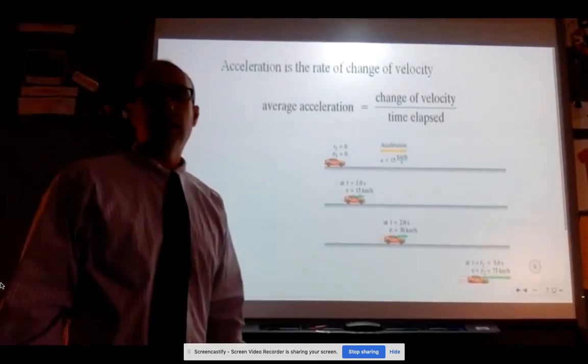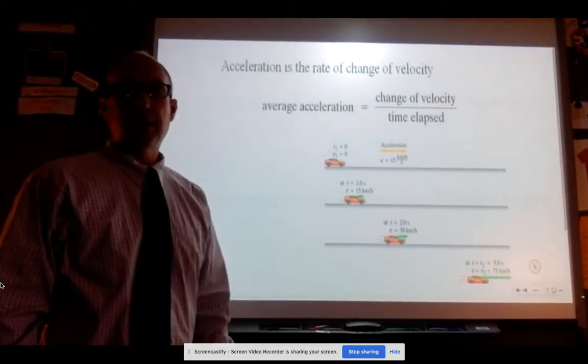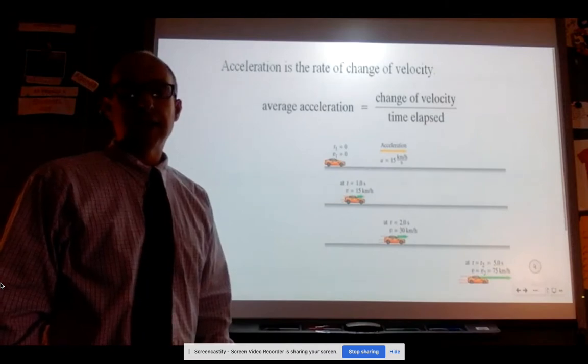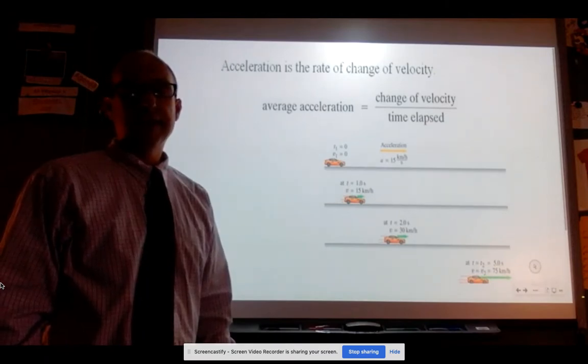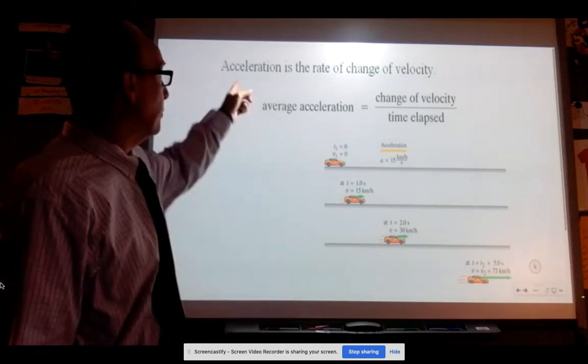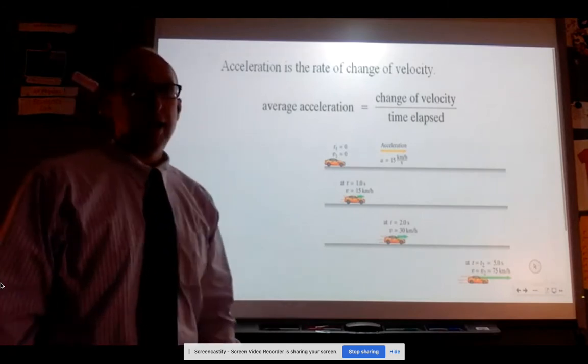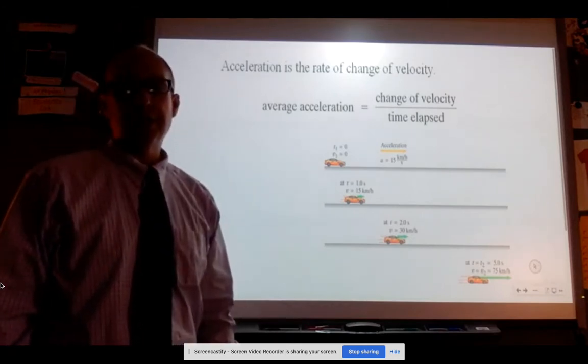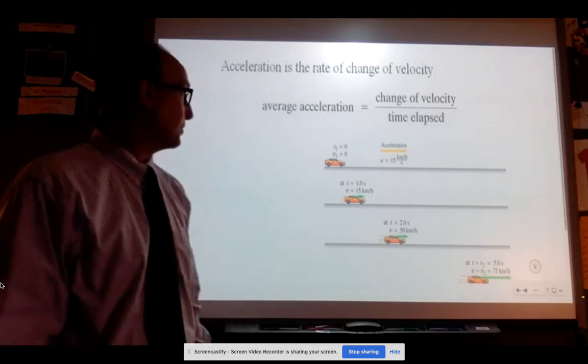Welcome back, guys. We're going to talk about the next type of graph that we can draw, which is going to be a velocity time graph. A velocity time graph is going to display how velocity changes. When you have a change of velocity, that's known as acceleration. And our average acceleration is going to be the change in velocity versus the time elapsed.